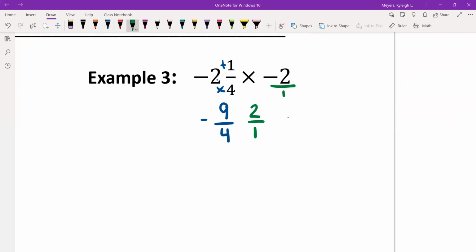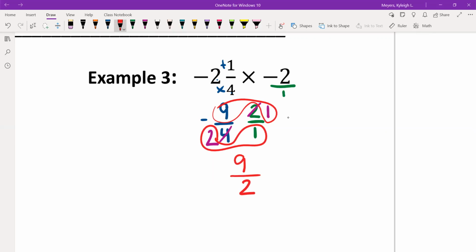Do we have cross products? Hopefully you're thinking, yes, we do, Ms. Myers. The 2 and the 4 are both divisible by 2. 2 divided by 2 is 1. 4 divided by 2 is 2. And now we just multiply. 9 times 1 is 9. 2 times 1 is 2. And how many times does 2 go into 9? Well, it goes in 4, which would be 8. So it'd be 1 left over. And now we have a negative times a negative. So that gives us a positive. So then this is just our answer, 4 1/2.